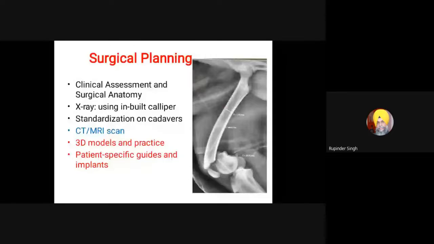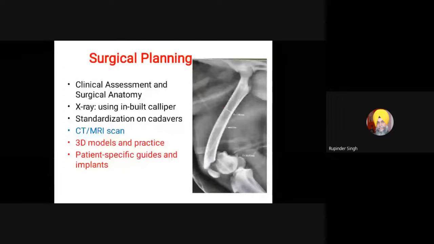This facility belongs to our institute also. Within maybe 1 or 2 years, this is the upcoming study, and it would be useful for surgical planning. Then 3D models and practicing on those, we are lacking. Then patient-specific guides and implants. These are also the future of basically the veterinary practice in India.